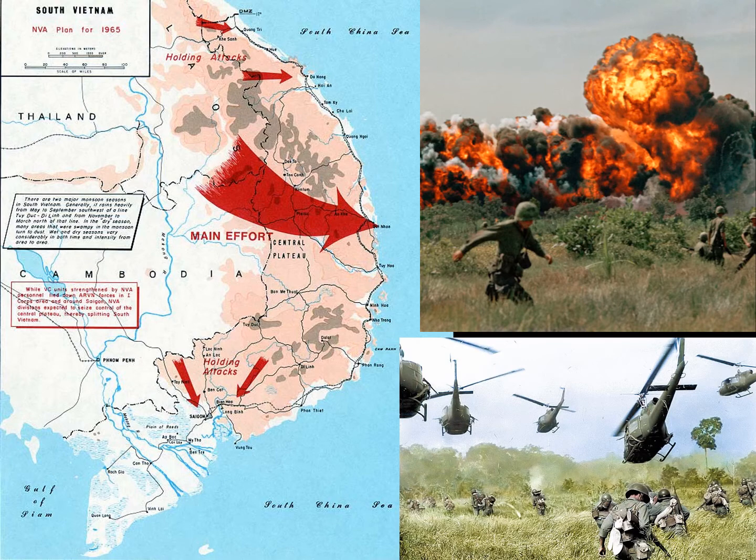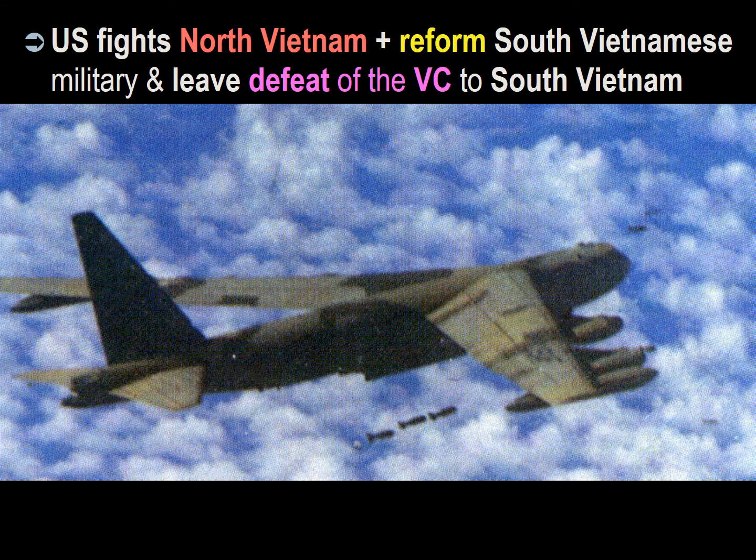So this was the Vietnamese plan to attack and invade South Vietnam in 1965. It was essentially to do holding attacks in the north and south, around Da Nang and Saigon, and then to split the country in two. In Vietnam, the U.S. fought the North Vietnamese army as well as the Viet Cong. It attempted to reform the South Vietnamese military, as the U.S. had done in the Republic of Korea with the Korean Army during the Korean War, and then leave the defeat of the Viet Cong to South Vietnam. This was Colonel Summers' recommendation.